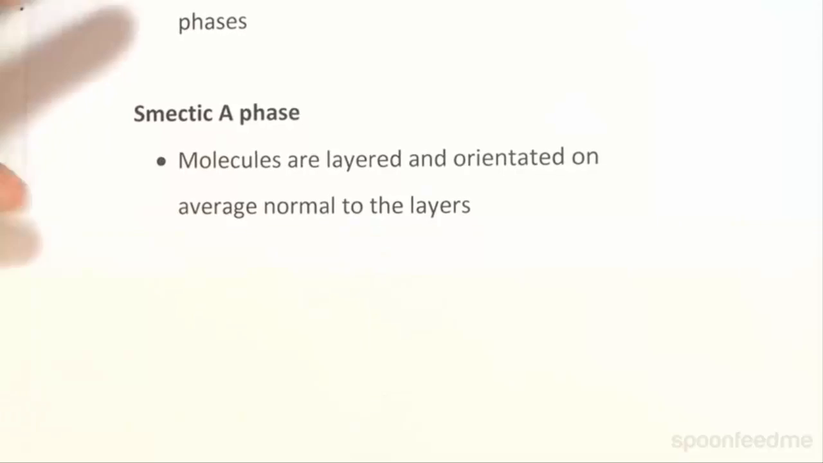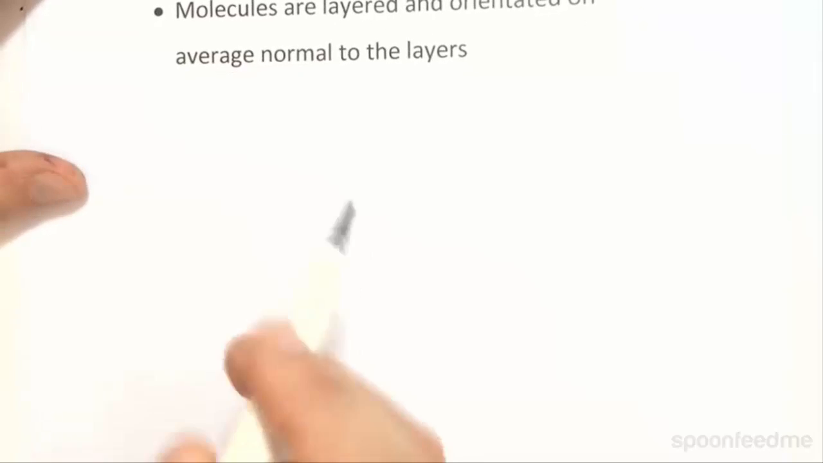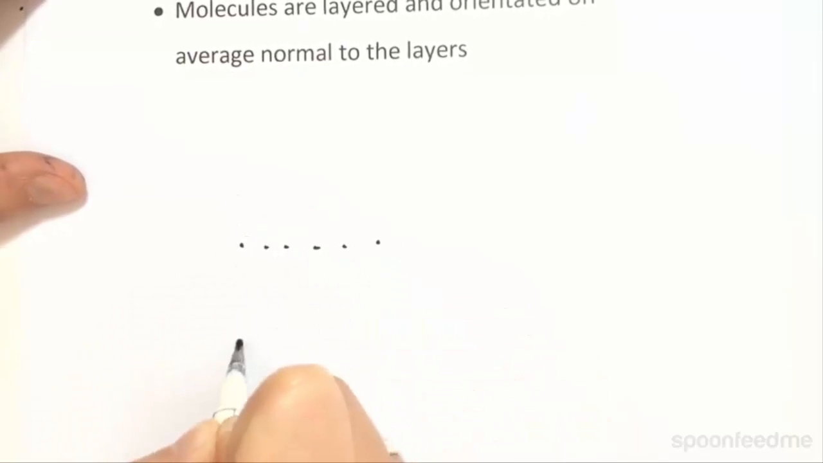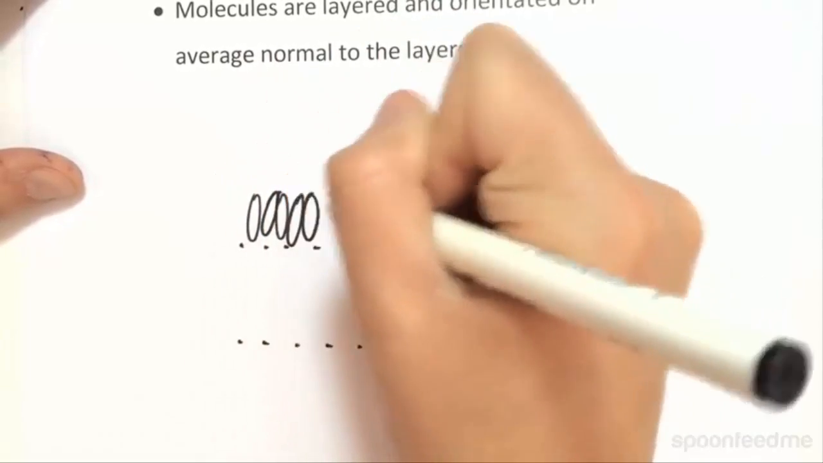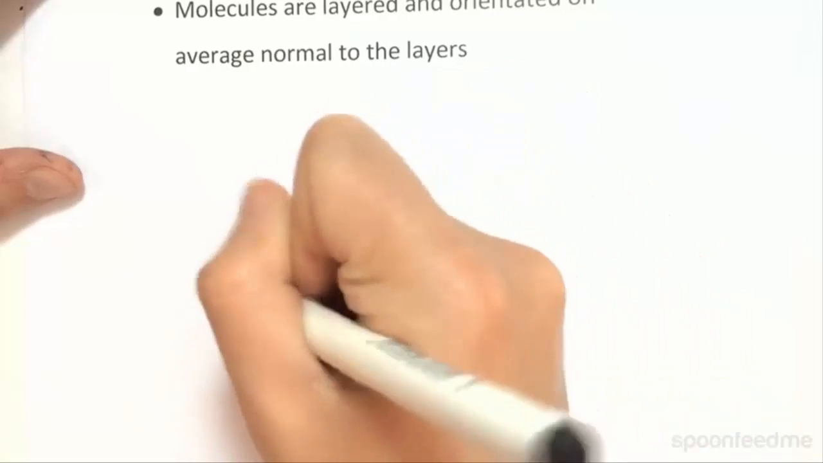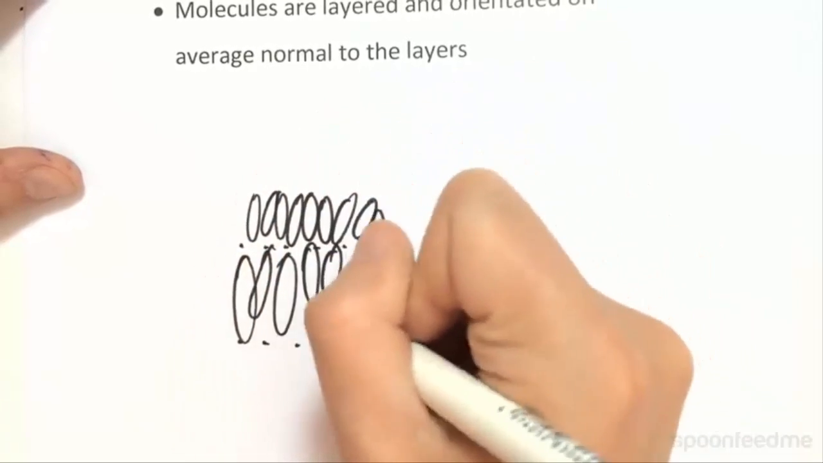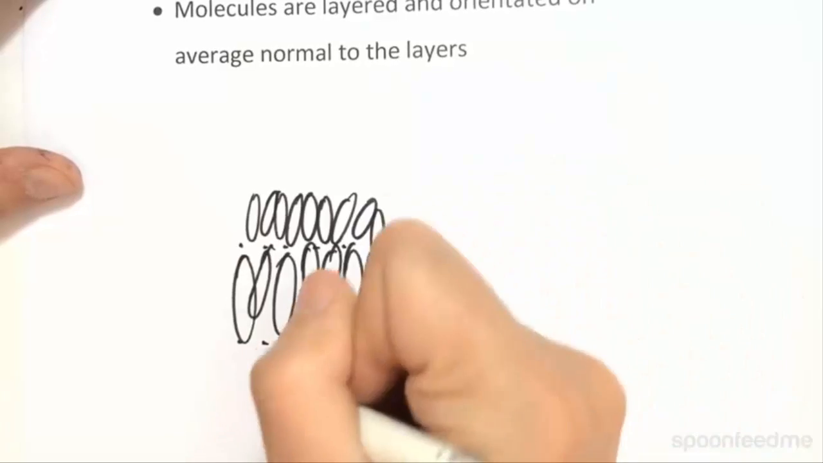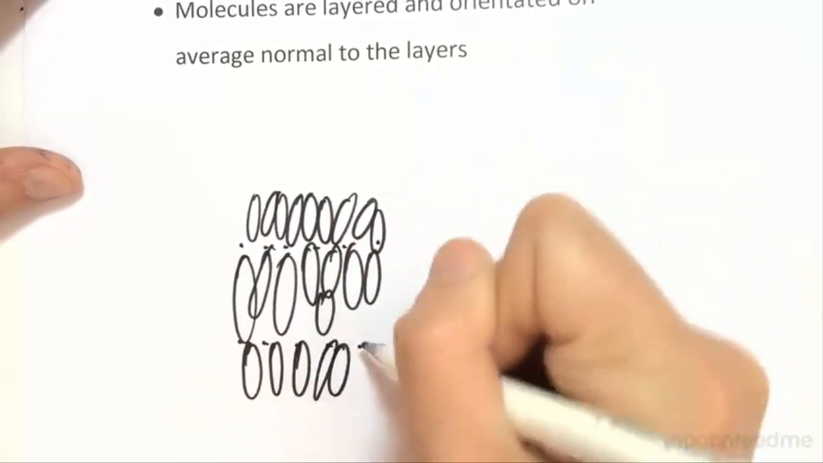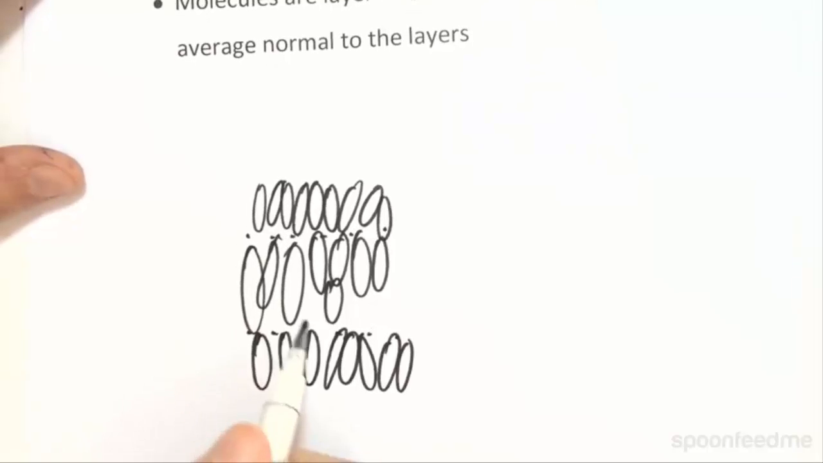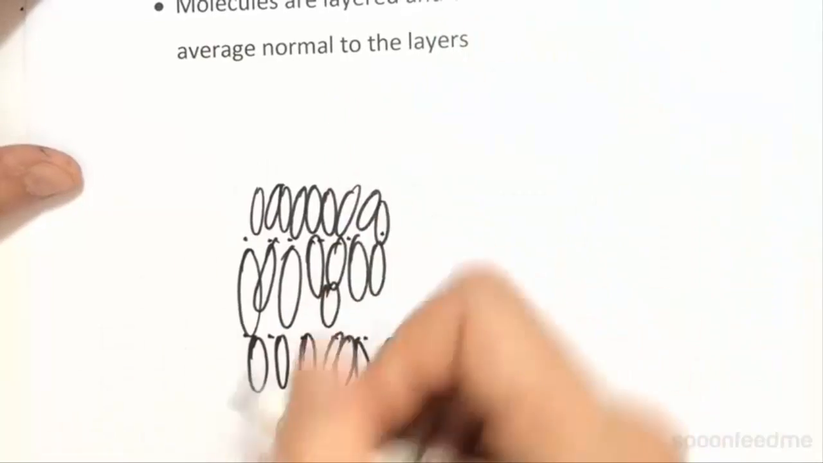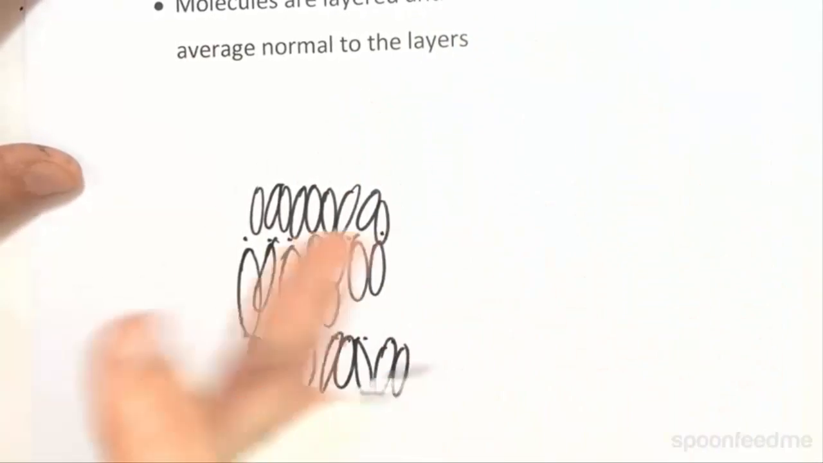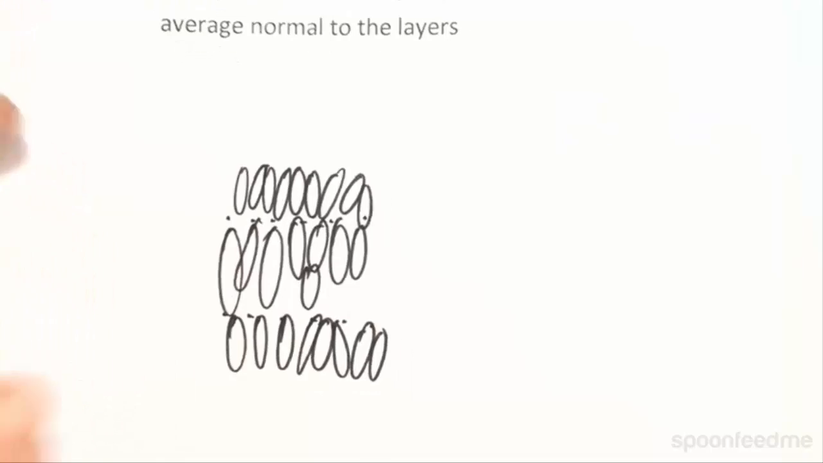Let's draw a picture of this to make more sense of it. Our Smectic A phase actually looks something like this, where we have it organized into layers. So I'll draw some layers. We have all of them kind of pointing in different directions, but all organized into specific layers. This one's a bit rough up here, but as you can see, they're all organized into layers, all pointing in roughly the same direction.